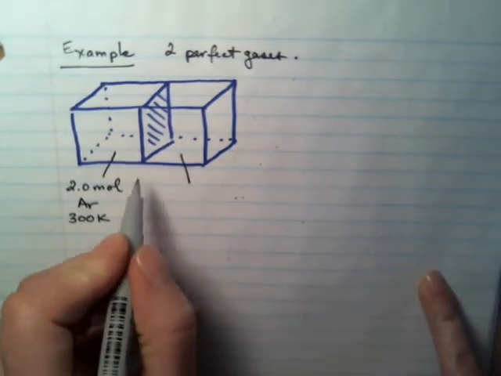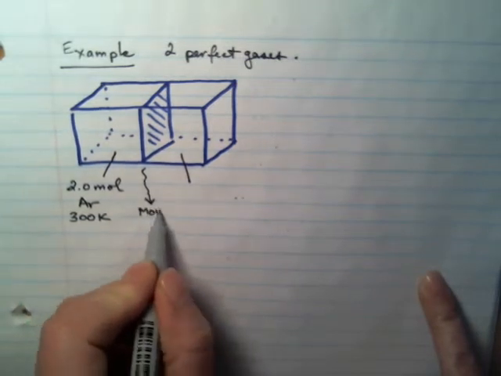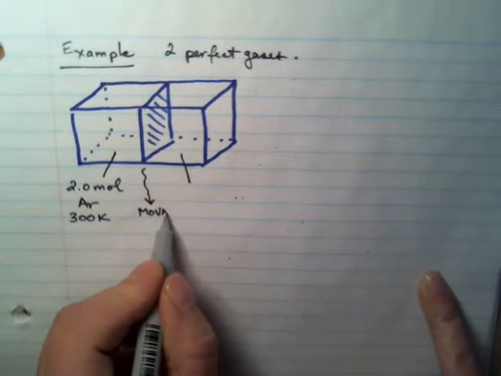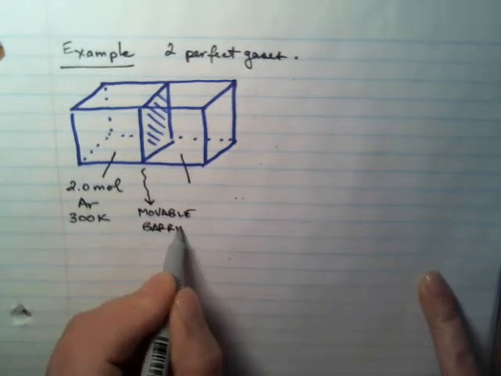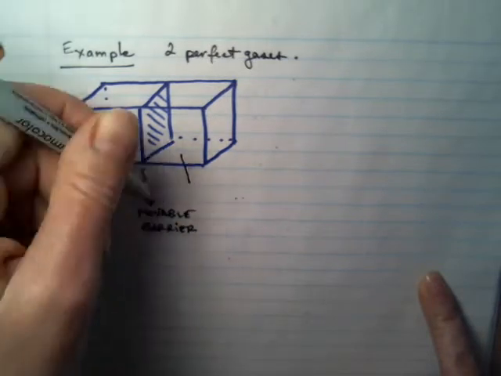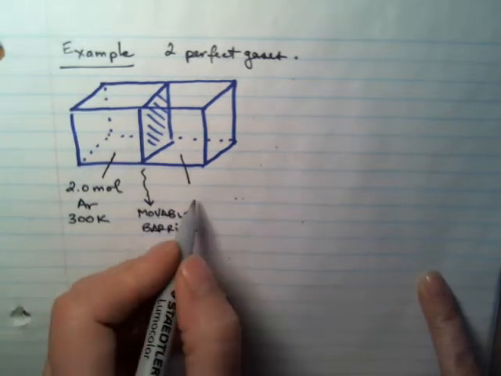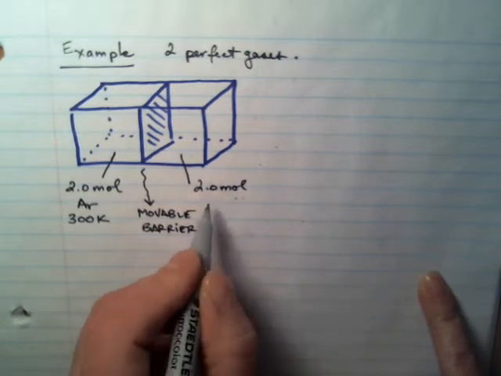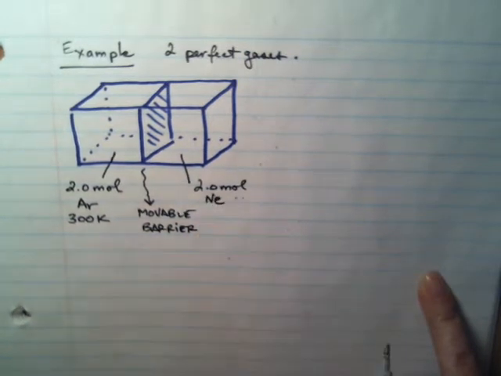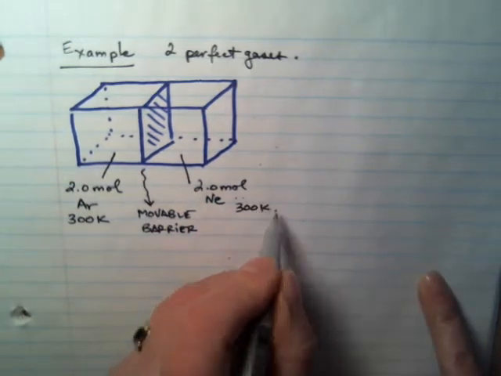This is a movable barrier, but for the moment it's in place until I withdraw it, in which case this whole volume opens and the gases mix. And on this side we had an equal number of moles, and we took the gas neon, so 2 noble gases, obviously non-reacting and perfect, and also at a temperature of 300 Kelvin.